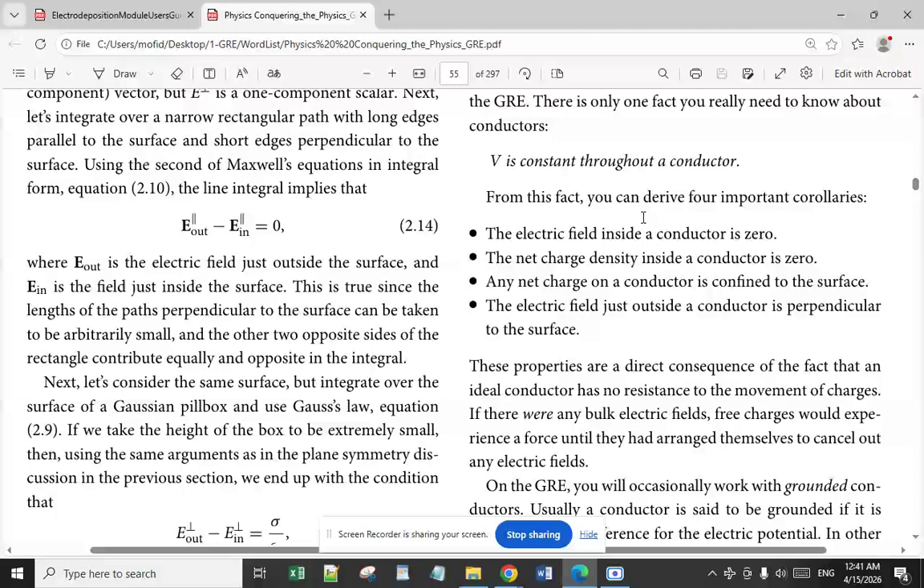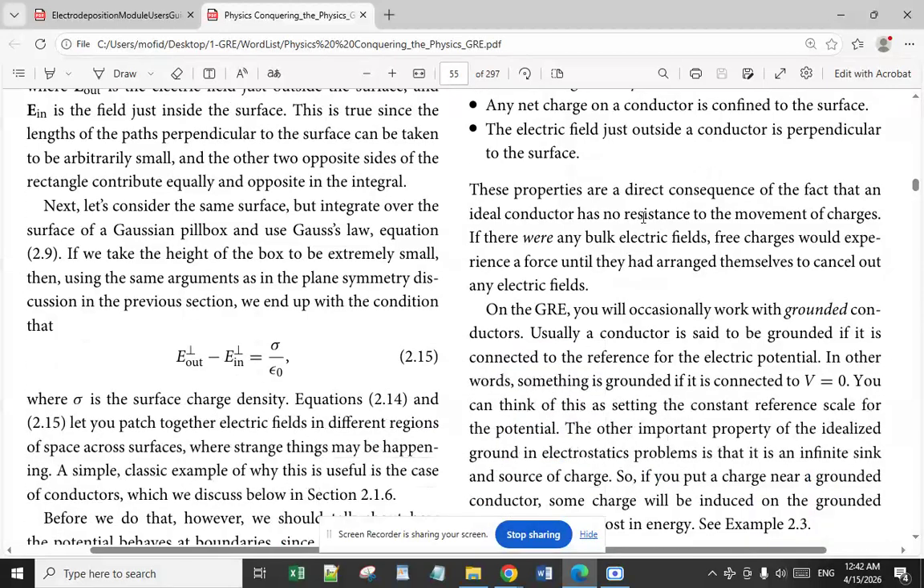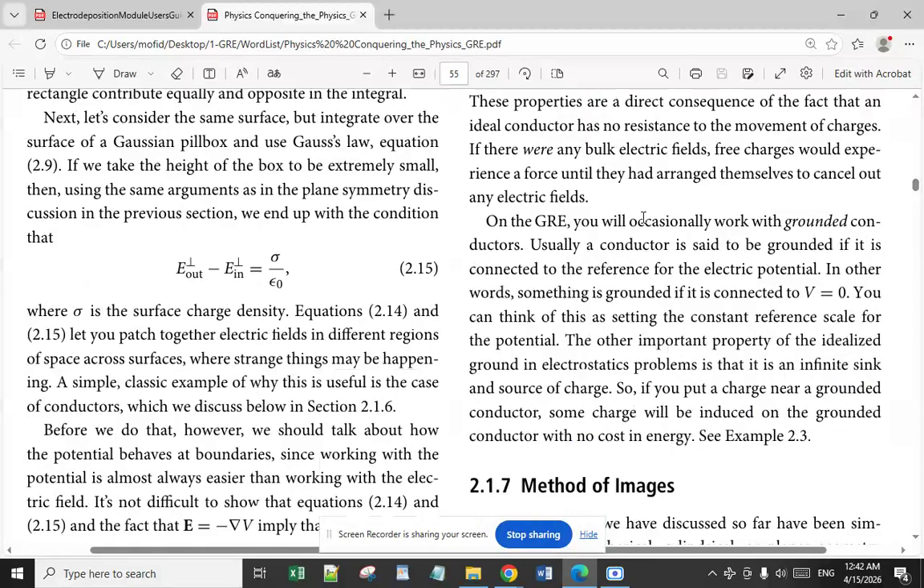Let's consider the same surface but integrate over the surface of a Gaussian pillbox and use Gauss's law, Equation 2.9. If we take the height of the box to be extremely small, then using the same arguments as in the plane symmetry discussion in the previous section, we end up with the condition that E outside perpendicular minus E inside perpendicular is equal to sigma divided by epsilon 0, where sigma is the surface charge density. Equations 2.14 and 2.15 let you patch together electric fields in the different regions of space across surfaces where strange things may be happening.